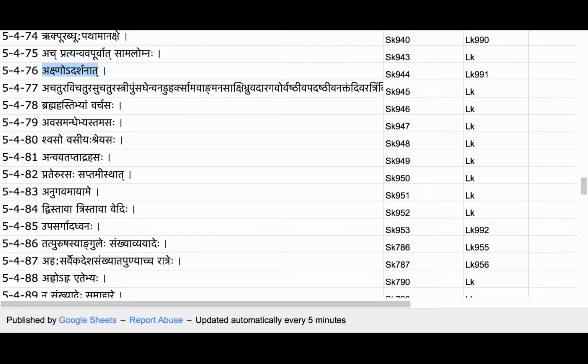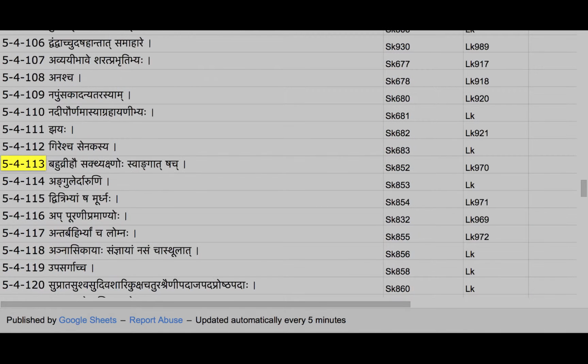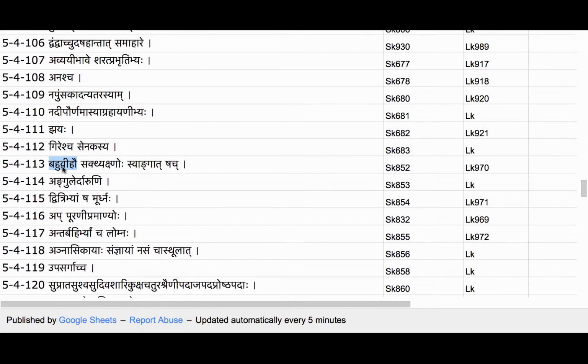But this sutram does not have the anuvritti of Bahuvrihau, which runs down only from 5.4.113 to the end of the 5th chapter of the Ashtadhyayi. So the application of this sutram is not limited to Bahuvrihi compounds. It applies to any compound ending in akshi when not denoting an eye.